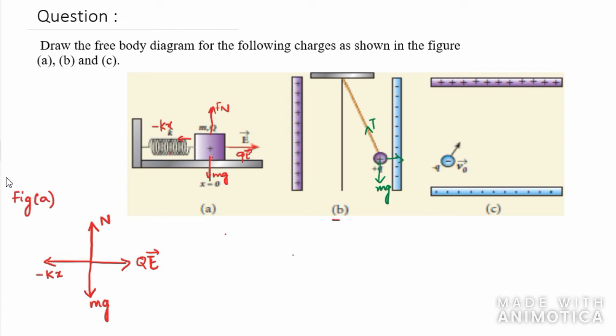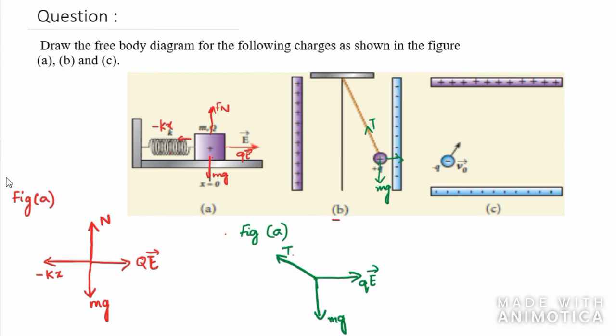So we'll draw the free body diagram. So the weight acts downwards, and it's given by mg, and the tension force is along the string, and the force on the charge, the magnitude of the charge is q, and the electric field is E. So this is the free body diagram for figure B. Now we'll see for the next one.